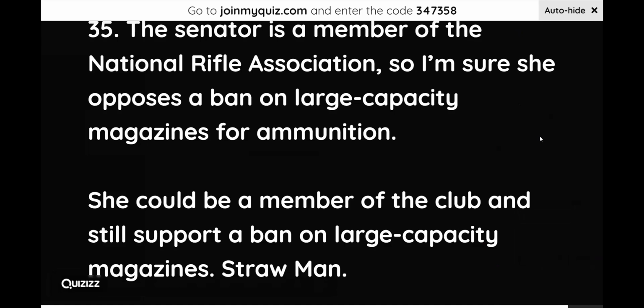And it's a fallacy because we can't do it, right? Because it's not a good thing to do. She could be a part of the NRA and absolutely not support the ban on large capacity.